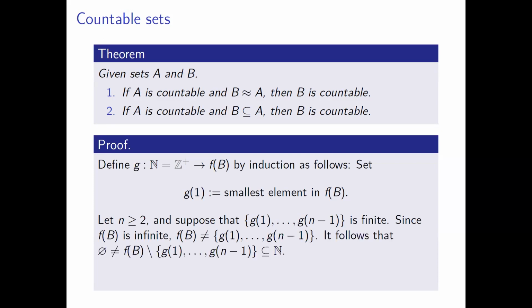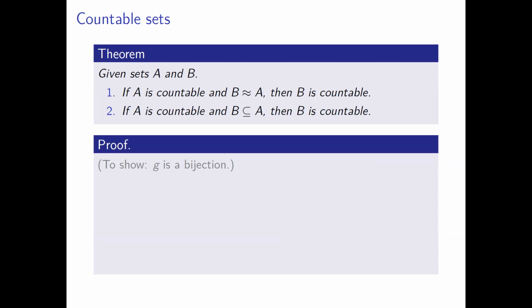It follows that f(B) minus the set of images of the numbers 1 to n minus 1 is a non-empty subset of the set of natural numbers. Hence, by the well-ordering principle, this set also has a smallest element. This is true for all integers n greater than or equal to 2. And for such n, set g(n) to be the smallest element in the set f(B) minus the set of images of the numbers from 1 to n minus 1. We are going to show that the function g is a bijection.